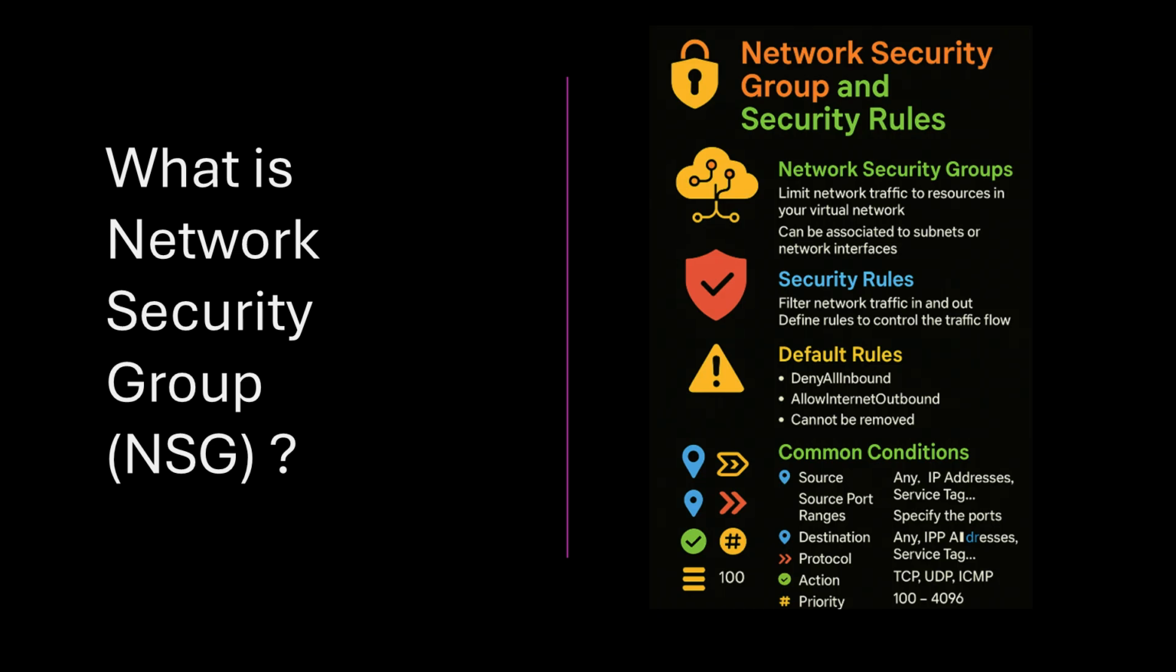Security rules in a network security group act as traffic filters that help you control the flow of data to and from your Azure resources. When you create these rules, you're essentially defining who can talk to your resources, on what ports, using which protocols, and whether that traffic should be allowed or denied. You set the source of the traffic, which could be any address, a specific IP range, your own IP, a service tag, or even an application security group.